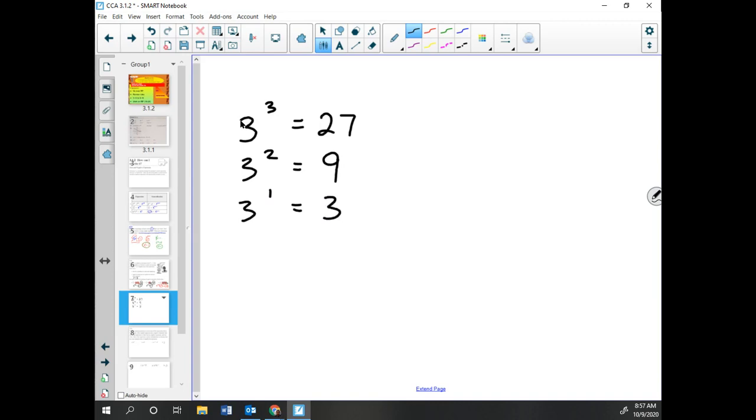Please pause and analyze patterns. What patterns do you see here? And again, we talk about math as a study of patterns. There are 2 patterns going on. Hopefully you recognize that the base is the same. The exponents are being subtracted. And what's happening to the answers here? We are dividing by 3 and dividing by 3.